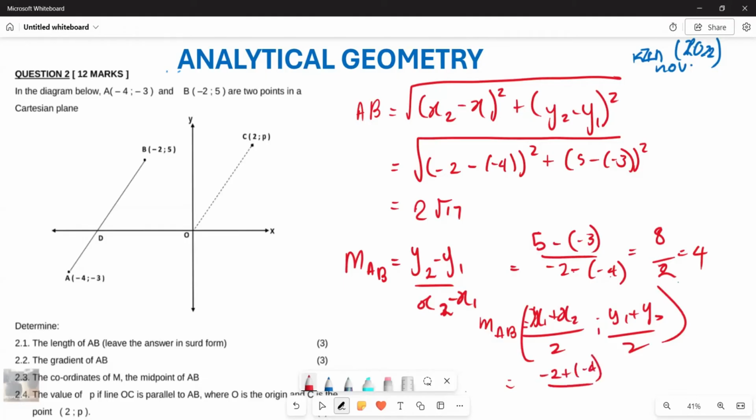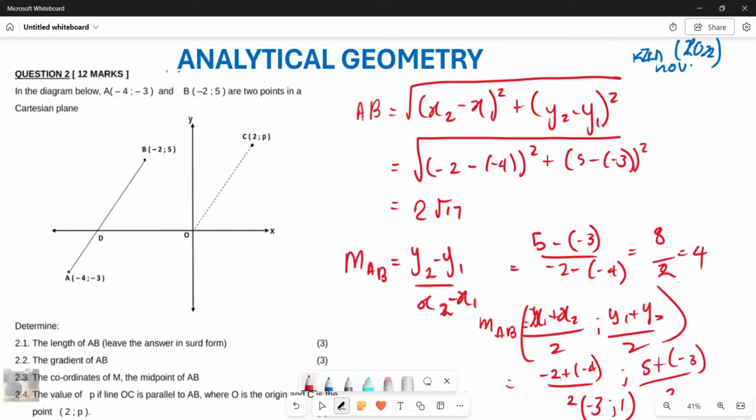Plus -4 divided by 2. The other one is same as what? Same as 5 plus this is going to be same as -3. Can you see that? Divide by 2. And then the answer that you're going to get here, this is same as what? Here you're going to get -6. And -6 divided by 3 is going to give you -3 divided by 2. Yes, -3. Then this is 5 subtract 3, which is 2. 2 divided by 2 is going to give you 1.